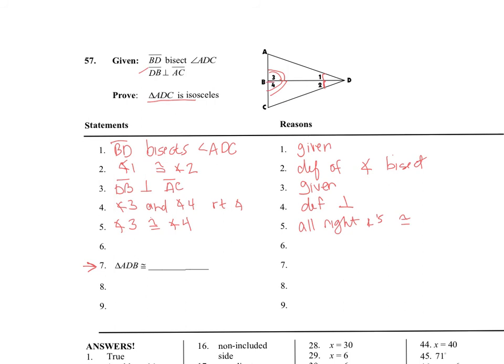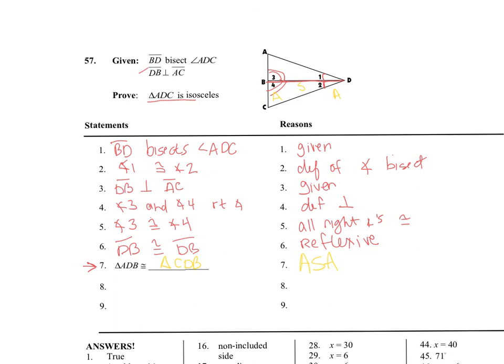But if we look, we have a side in here that is shared. So we can say that segment DB is congruent to segment DB, and that is the reflexive property. And once we do that, you can see that we have an angle, a side, and an angle. And so we're going to be able to say that triangle ADB is congruent to triangle CDB, and that's by angle side angle.